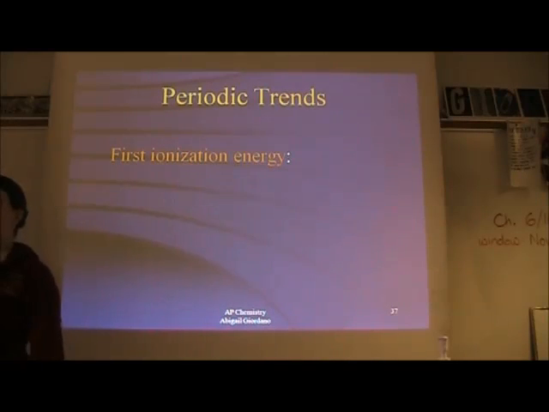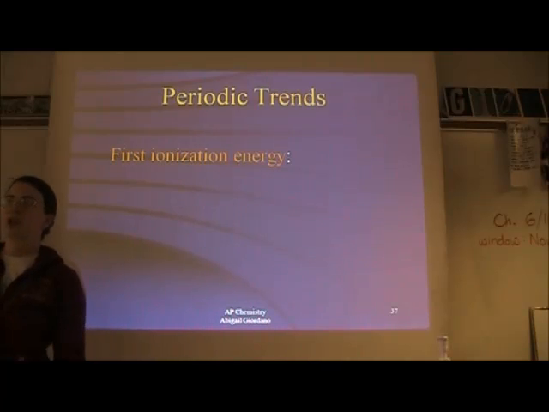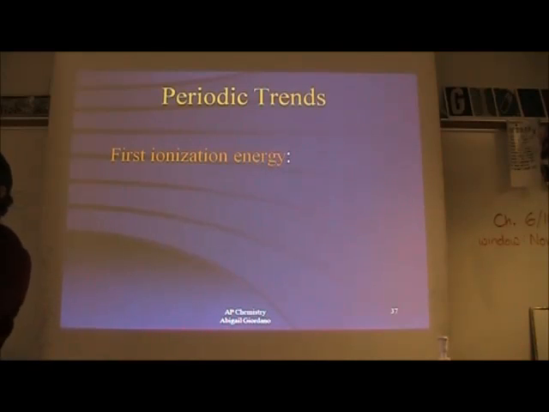Let's think up and down in a column. Let's use the same ones we used before. Lithium versus cesium. Remind me, which one has the weaker effective nuclear charge? Cesium. And why is that? Because there are more energy levels. Because it has more filled energy levels. Okay. So which one would it be easier to take an electron away from? Cesium. Okay.